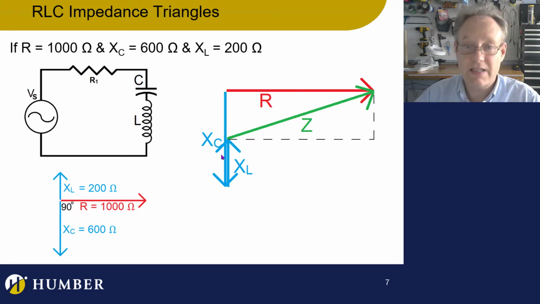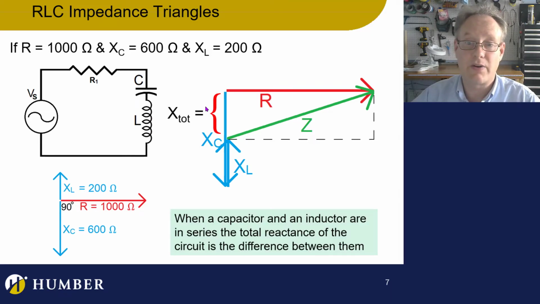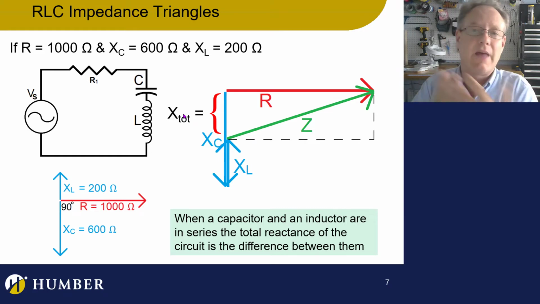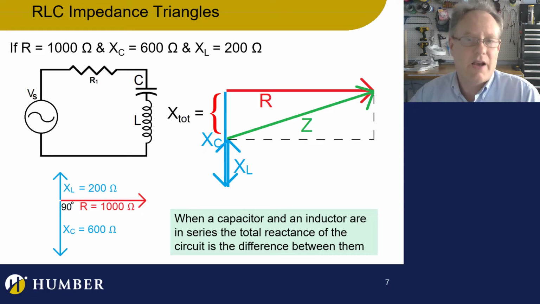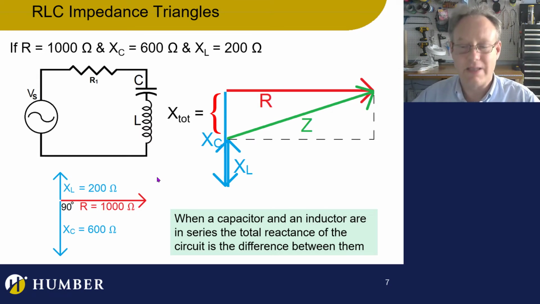So if this is 600 down and that's 200 up, then I'm left with this here, and that guy is going to be my X total. So the total reactance is the difference between the capacitive reactance and the inductive reactance. No matter how you look at it, it doesn't matter if one's greater than the other, it's just the difference between the two. When a capacitor and an inductor are in series, the total reactance of them is the difference.